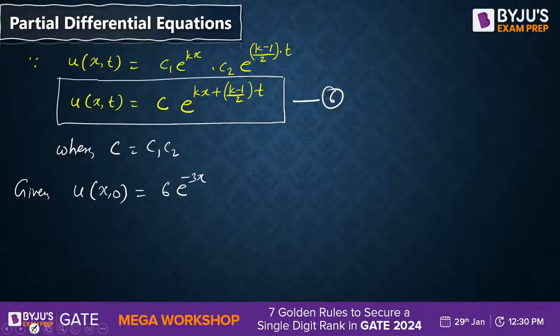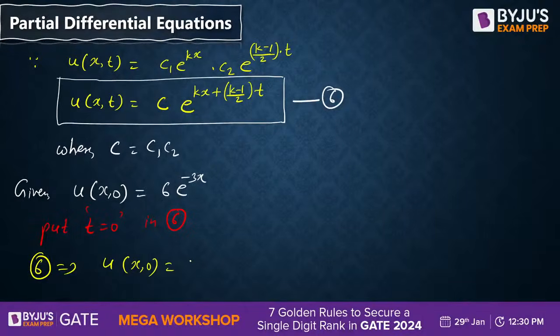Okay. Now what you have to do is put t equal to 0 in equation 6. So equation 6 will be u of x comma 0 equals c e raised to kx, since u of x comma t at t equal to 0 gives c as it is, e raised to kx, and t is 0. You have this one, and already they mentioned that it is 6 e raised to minus 3x.